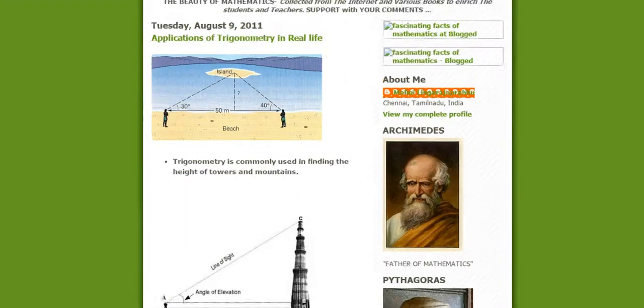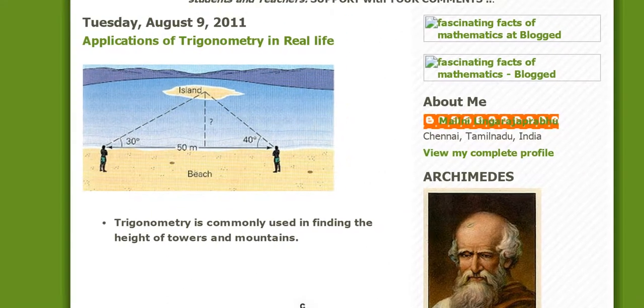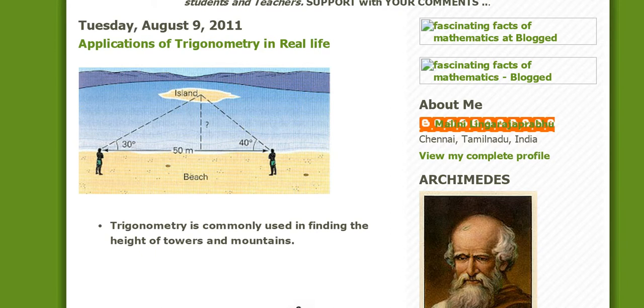Hello ladies and gentlemen, and for the last part of our video, we will explore the applications of trigonometry in real life. Now as you can see, there is this island, and we can find the distance from the beach to the island by simply using trigonometry.